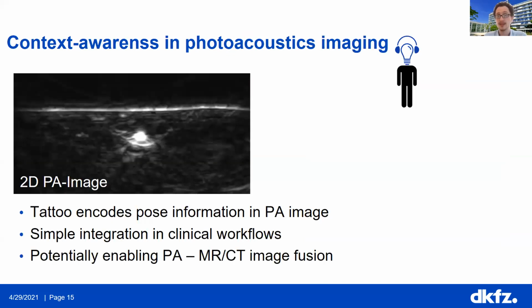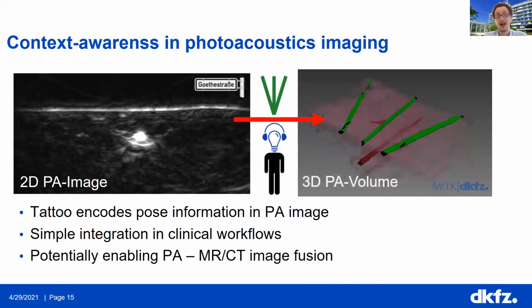So if Patrick now sees a 2D photoacoustic image slice, he knows he can apply an optical pattern, a tattoo for it, and then can compound a 3-dimensional volume. So to sum up, T2 tomography encodes pose information in photoacoustic images. It's a very simple setup which could be easily integrated into clinical workflows, and also potentially enables image fusion between photoacoustic and, for example, MR or CT.